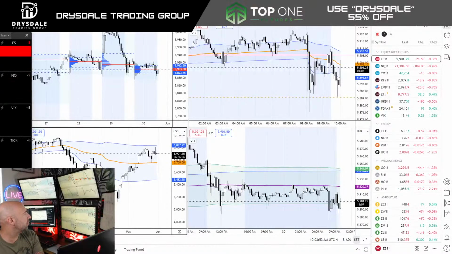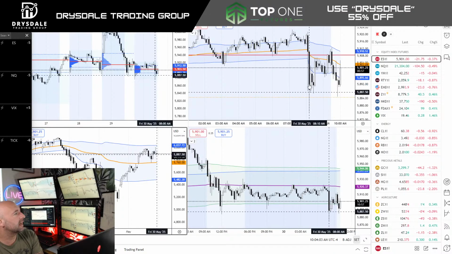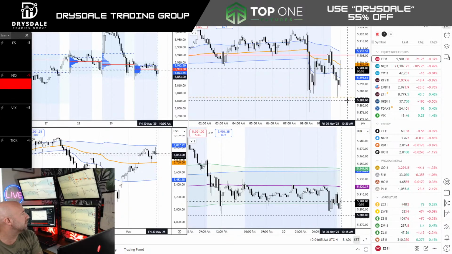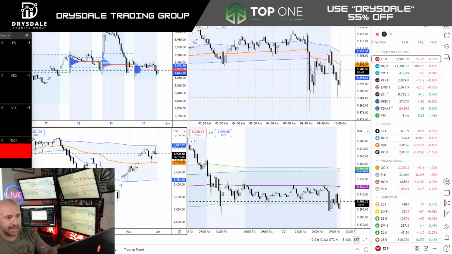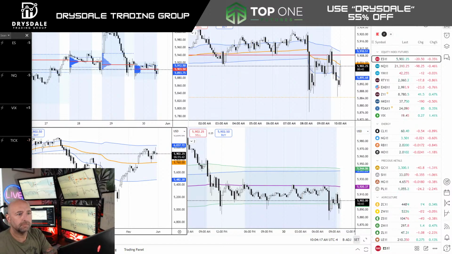NQ is at point of control, whereas ES is at VWAP and value area high. So we have a little bit of a different read, and I attributed it to that news drop. This price action is going to kind of mess up our levels a little bit between the two indexes. So we will see how it pans out. Took a couple of trades this morning.